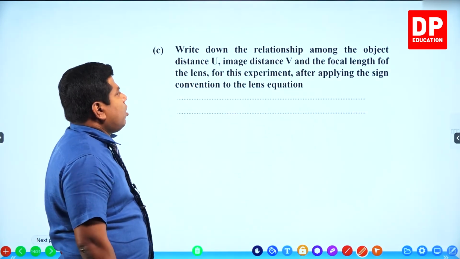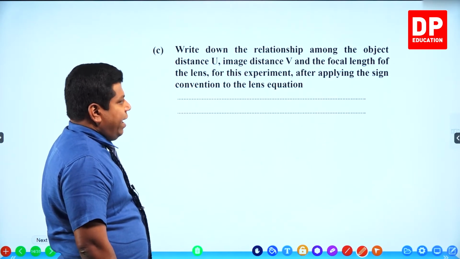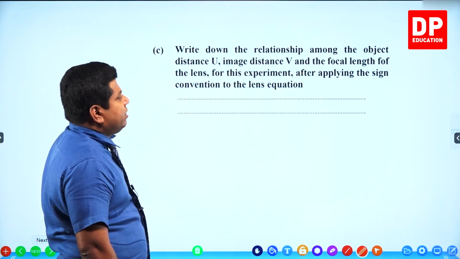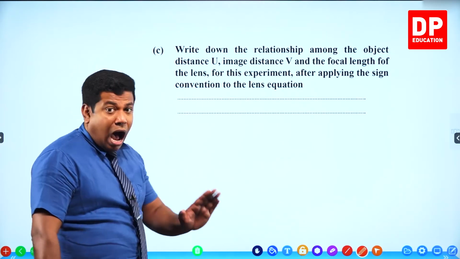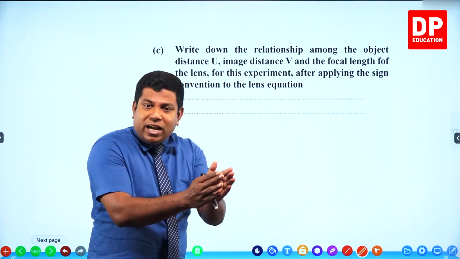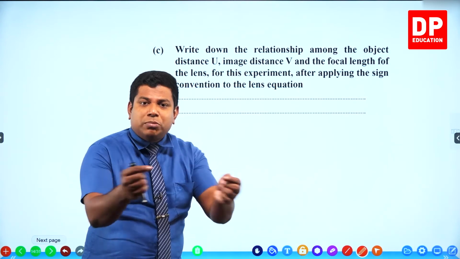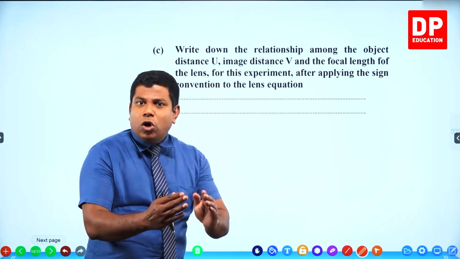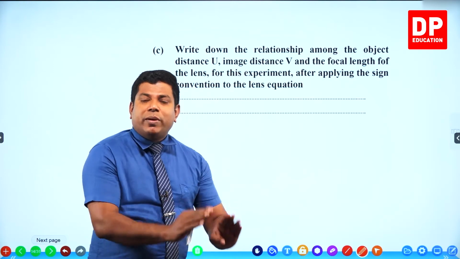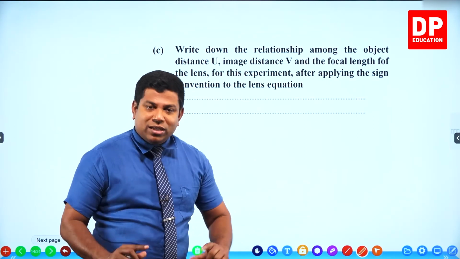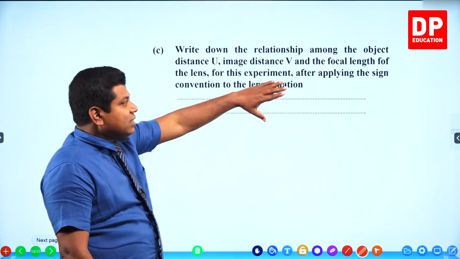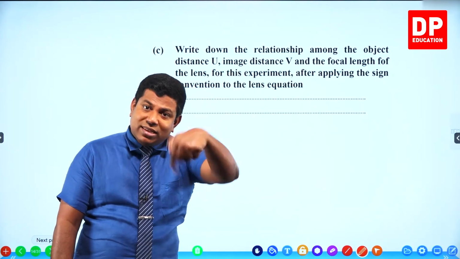Write down the relationship among the object distance u, image distance v, and the focal length f of the lens for this experiment after applying the sign convention to the lens equation. See, there are two approaches. One is to apply the sign convention in advance. Then the numbers you substitute, you can just put the numbers only. U, V, the measurements you got, you don't have to worry about plus or minus, just substitute the number only. Or else keep the original formula 1 over V minus 1 over U, just keep it as it is. When you are substituting the numbers, check the convention plus minus and accordingly you can substitute. Here they want you to change the equation itself with the sign convention.